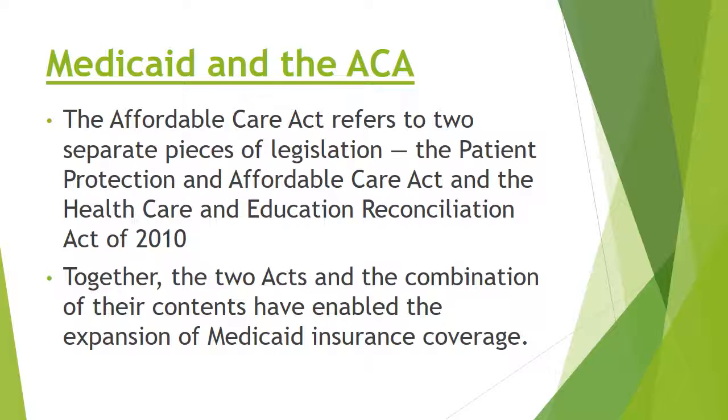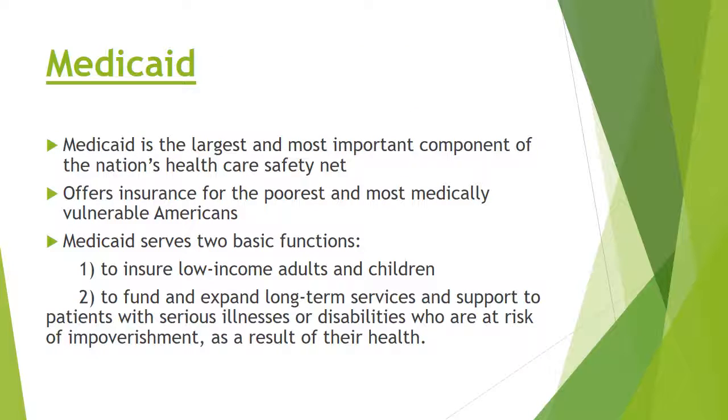The ACA is made up of 2 separate pieces of legislation, the Patient Protection and Affordable Care Act and the Healthcare and Education Reconciliation Act of 2010. These 2 acts and the combination of their contents have enabled the expansion of Medicaid insurance coverage. Medicaid is the largest and most important component of the nation's healthcare safety net. Medicaid offers insurance for the poorest and most medically vulnerable Americans.